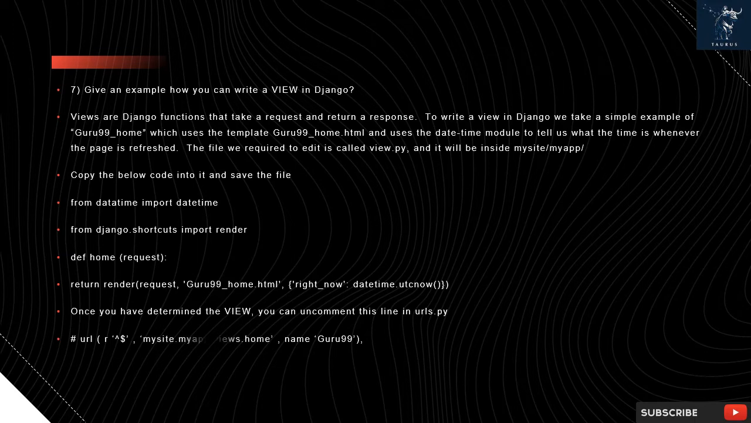from datetime import datetime, from django.shortcuts import render, def home(request): return render(request, 'guru99_home.html', {'right_now': datetime.utcnow()}). Once you have defined the view, you can uncomment this line in urls.py: # url(r'^$', 'mysite.myapp.views.home', name='guru99'). The last step will reload your web app so that the changes are noticed by the web server.